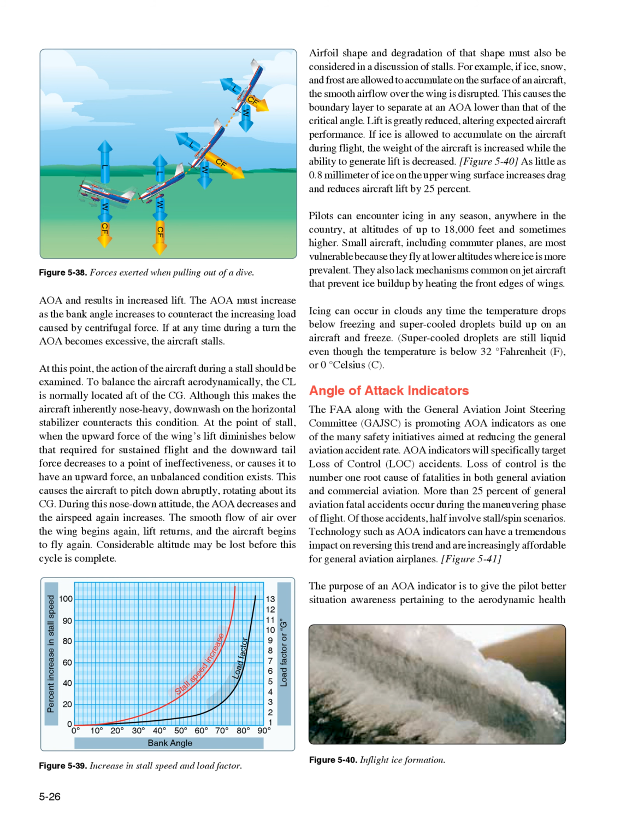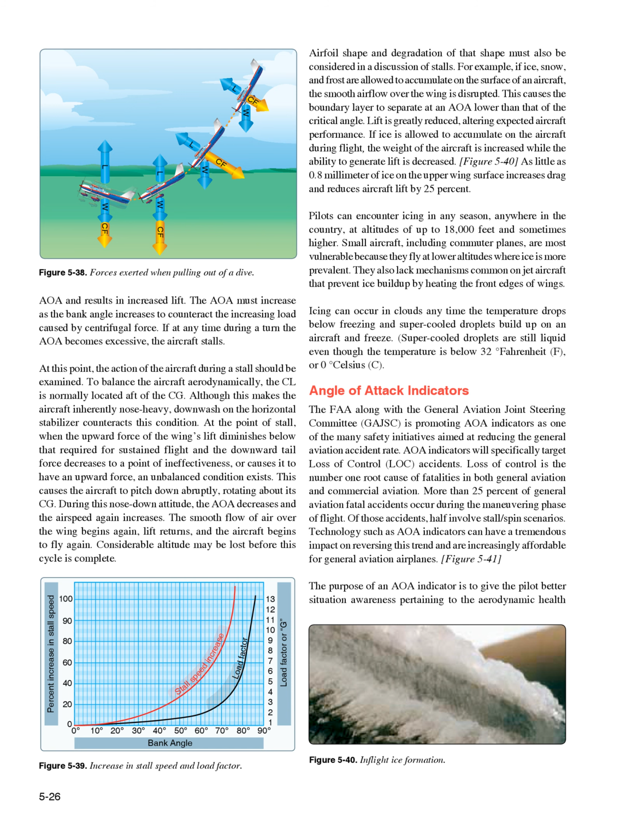Figure 540: as little as 0.8 mm of ice on the upper wing surface increases drag and reduces aircraft lift by 25%. Pilots can encounter icing in any season, anywhere in the country, at altitudes of up to 18,000 feet and sometimes higher. Small aircraft, including commuter planes, are most vulnerable because they fly at lower altitudes where ice is more prevalent. They also lack mechanisms common on jet aircraft that prevent ice buildup by heating the front edges of wings. Icing can occur in clouds any time the temperature drops below freezing and supercooled droplets build up on an aircraft and freeze. Supercooled droplets are still liquid even though the temperature is below 32 degrees Fahrenheit (F), or 0 degrees Celsius (C).